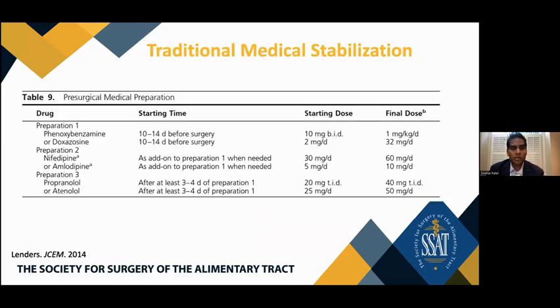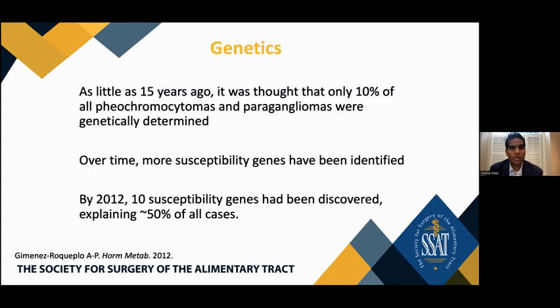So what a lot of folks do, and what we've done, is using an alpha-1 selective blocker like doxazosin, starting at 2 milligrams and titrating up for blood pressure and checking their orthostatics daily, and then adding on a calcium channel blocker. I usually do that about a week prior. So the combination of the two has worked really well in terms of preparing these patients, since we're not allowed to use phenoxybenzamine anymore.